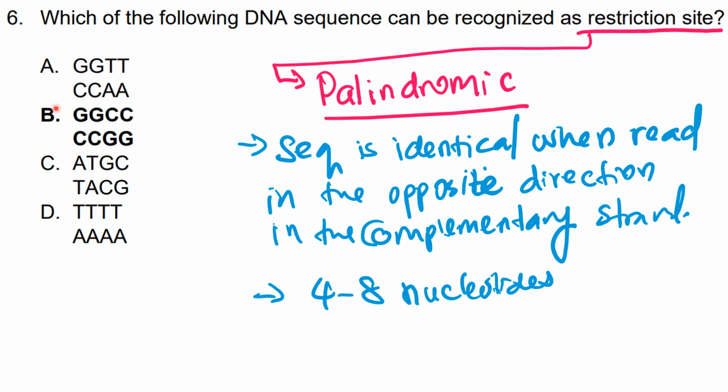Which of the following DNA sequences can be recognized as a restriction site? Restriction sites are basically sites on either the foreign DNA or the plasmids where a restriction enzyme will cut at a specific sequence. One feature of a restriction site is that it is palindromic. So what is palindromic? Palindromes are sequences on the DNA that are identical when they are read in the opposite direction of the two DNA strands.